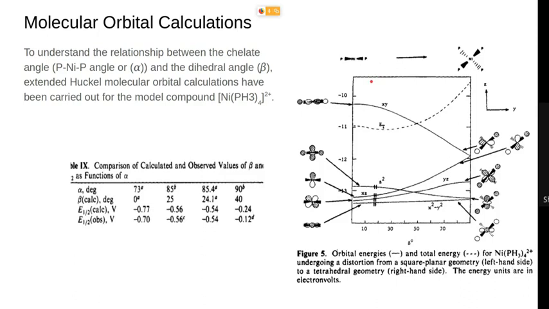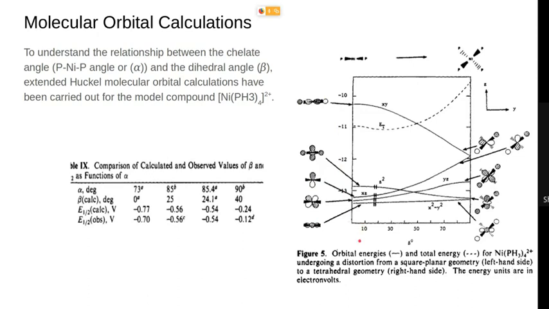So here, this particular picture shows the behavior of the frontier molecular orbitals of this model compound as a function of beta, which is on the x-axis, and alpha is fixed at 85 degrees. On this side, beta is 0, so it's strictly planar, and here beta is 90 degrees. And we can find that these orbitals truly represent the orbitals of a square planar complex.